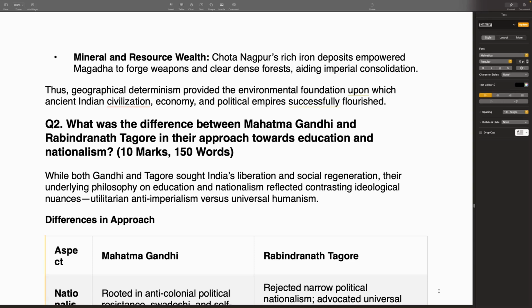What were the differences between Mahatma Gandhi and Rabindranath Tagore in their approach towards education and nationalism? While both Gandhi and Tagore sought India's liberation and social regeneration, their underlying philosophies on education and nationalism reflected contrasting ideological nuances: utilitarian anti-imperialism versus universal humanism.